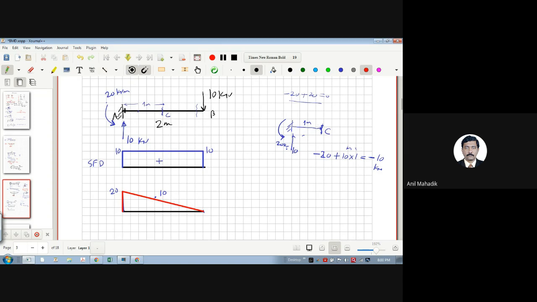ये है मेरा 10 का वैल्यू इस पॉइंट पे, and this is my negative value आ रहे थे ना ये सब। This is my negative value, and whenever I say negative it is nothing but my hogging moment. Okay, so it follows this curvature, ये ऐसे curvature रहेगा ना। So this is your BMD. Got this?